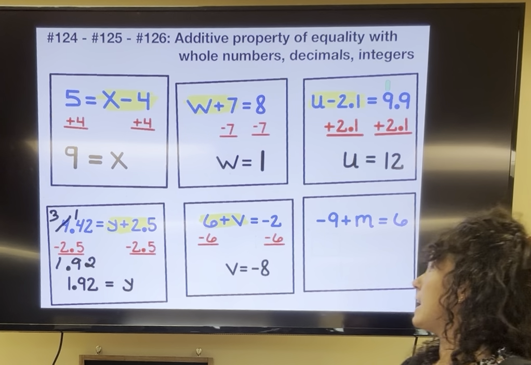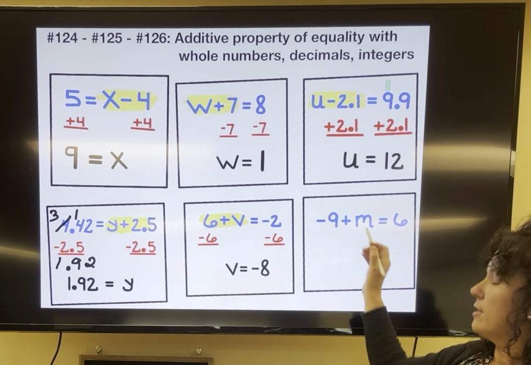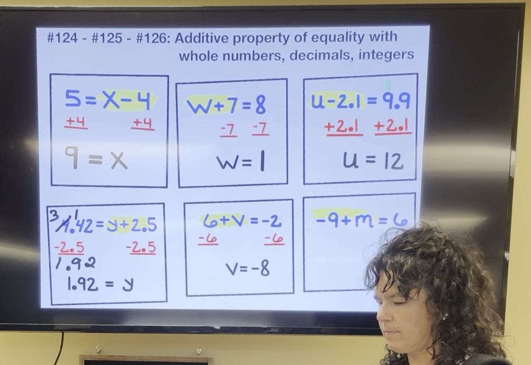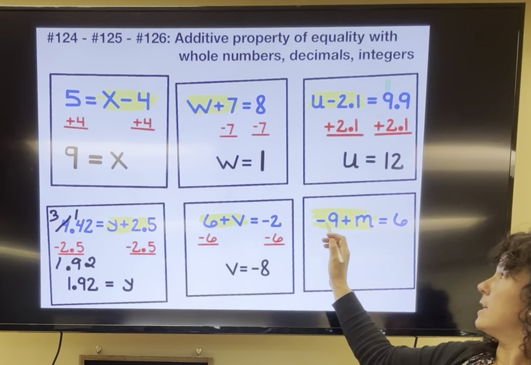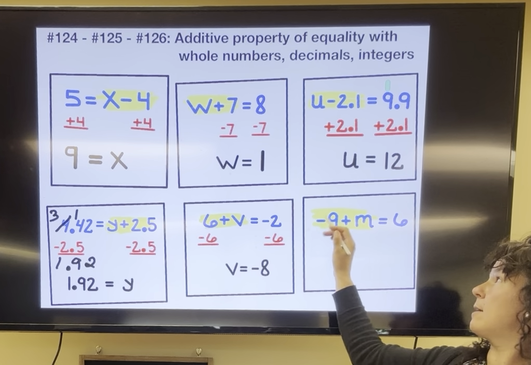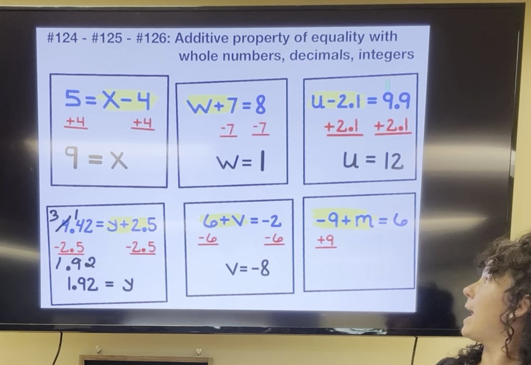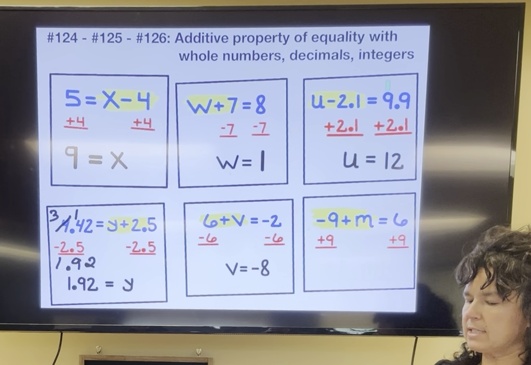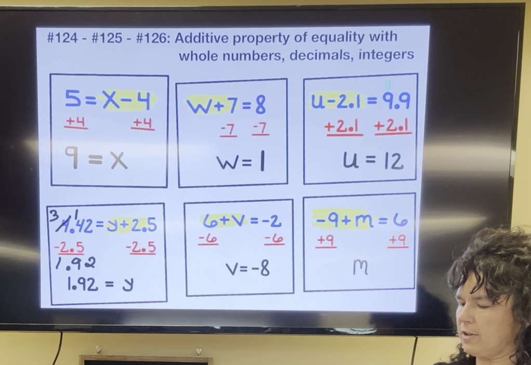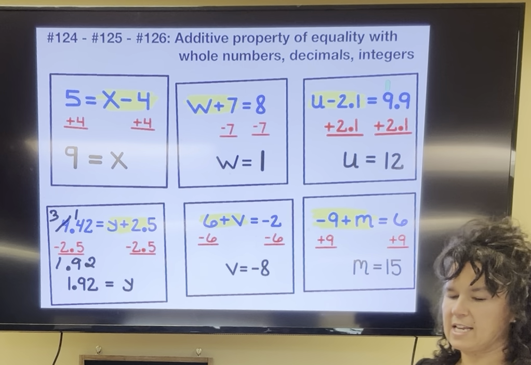It's negative 8. Okay, the last one of this kind, on the same side as the variable m, is this negative 9. We're adding negative 9. So that's the same thing as subtracting 9. So to get rid of the minus 9, I'm going to add 9. What I do to one side, I do to the other. So the m is now by itself on the left, and 6 plus 9 is 15.